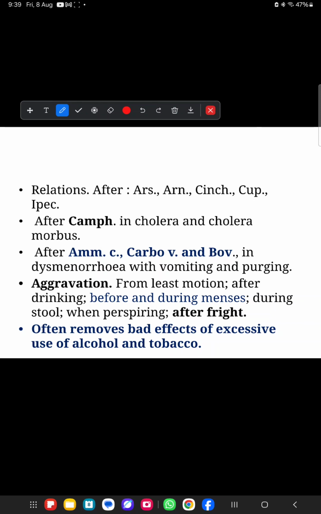जो लोग बहुत ज्यादा खाते हैं दारू and tobacco, so we can prescribe this medicine. And these symptoms we can correlate with Caladium, where it is mentioned: destroys the craving for tobacco.